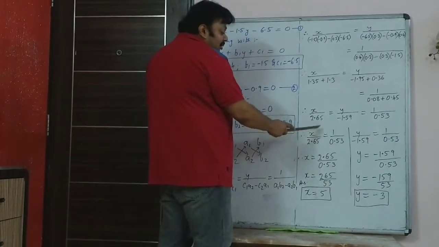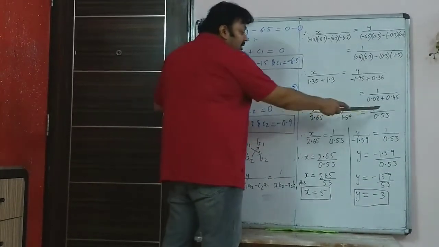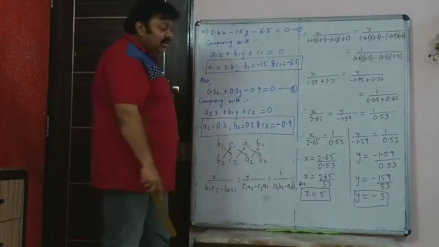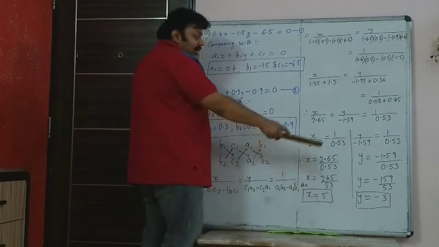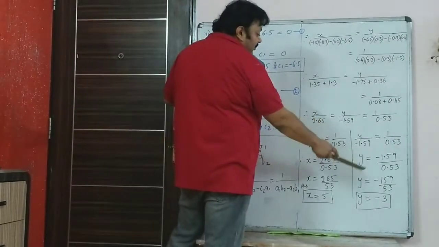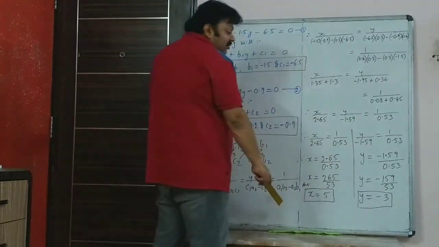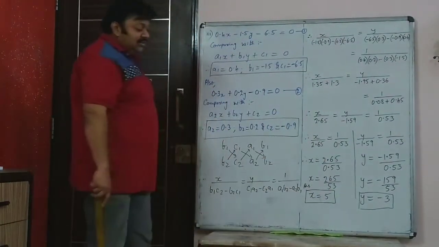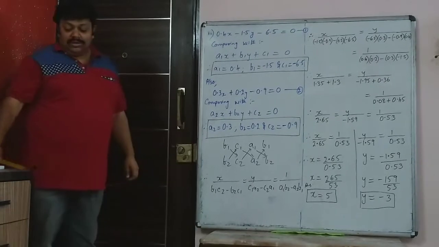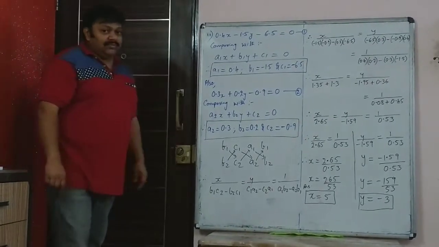So you will get x upon 2.65 is 1 upon 0.53. So x becomes 5. And y upon minus 1.59, 1 upon 0.53. So y becomes minus 3. So answer x is 5 and y is minus 3. So now we will do the last sum.